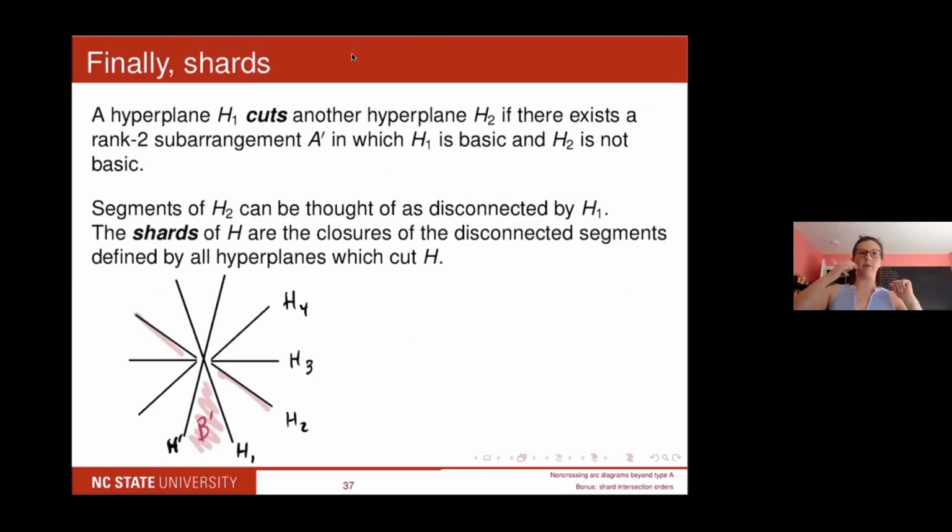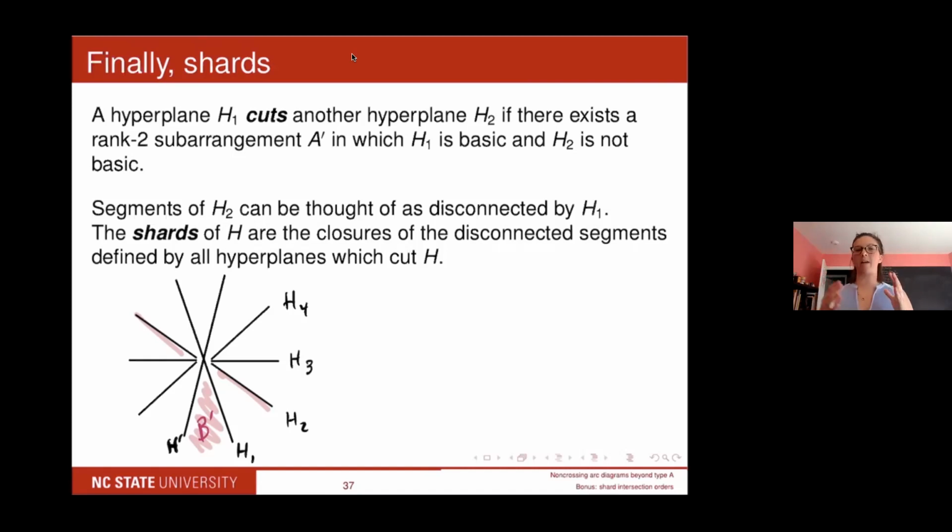Finally, we've gotten to shards, almost. So a hyperplane H1 cuts another hyperplane H2 if there exists a rank 2 subarrangement A prime in which H1 is basic, so touching that new base region, and H2 is not. So we've got an example down here at the bottom where we've got H1 and H prime being the basic hyperplanes in this rank 2 subarrangement, and then H2, H3, and H4 are not basic. And so H1 is said to cut H2.